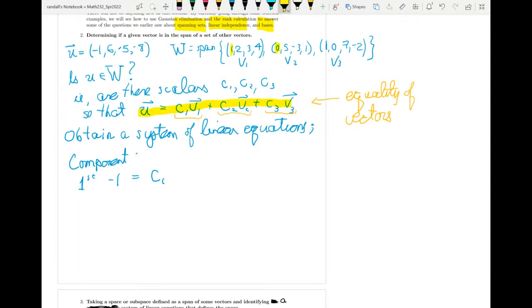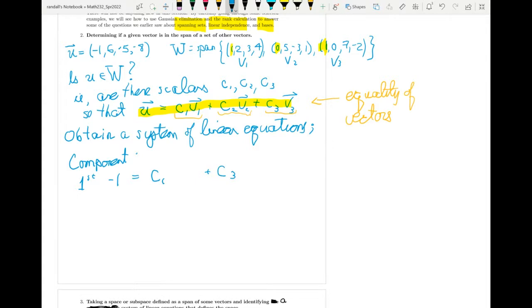So I'm going to leave a space there. I'm going to move on to the third term, C3 V3. I look at my V3 vector. I see a 1 in the first component. So the first component of that third vector, C3 V3, will be just C3. So I'm just going to put plus C3.